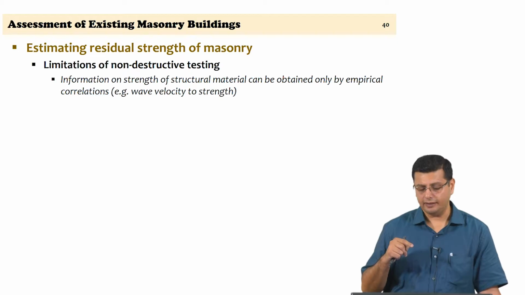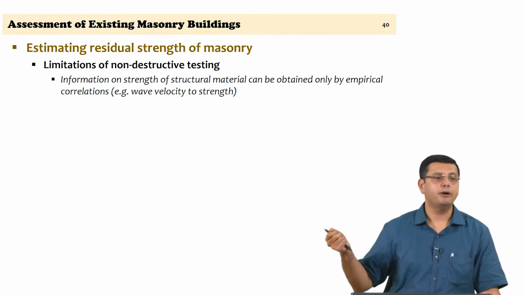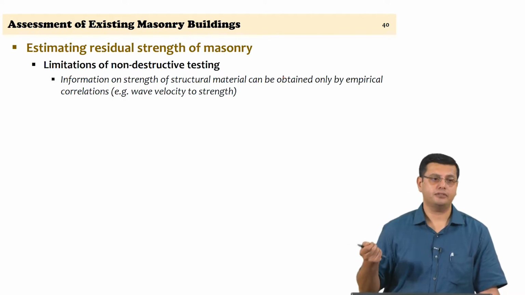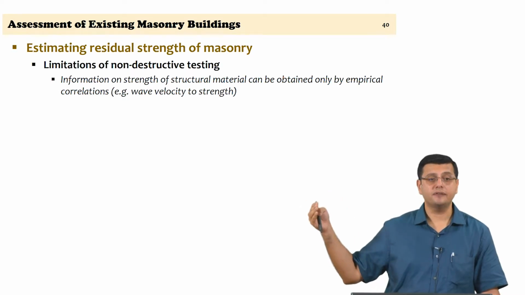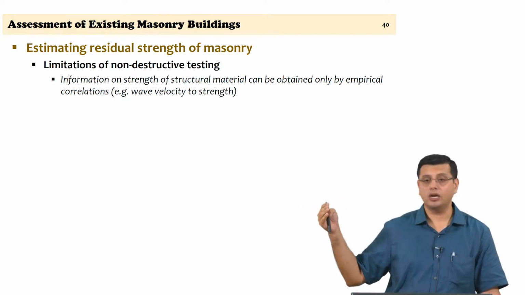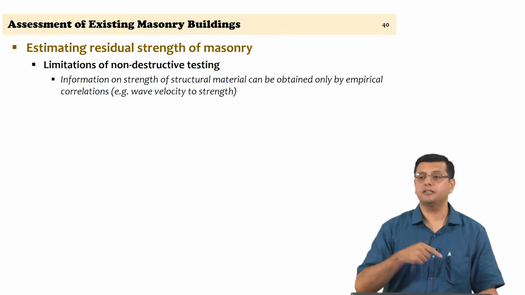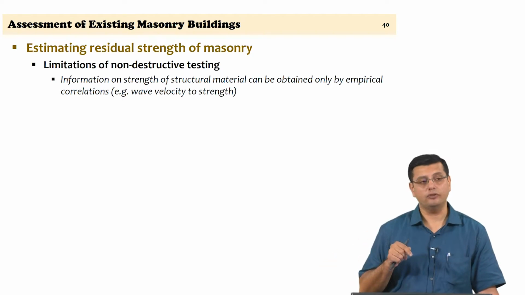Another test, which is a non-destructive test that all of you would be aware of, is the rebound hammer or the Schmidt hammer test that you use for concrete. The rebound hammer test or the Schmidt test actually gives you the surface hardness of concrete. It does not give you the compressive strength of concrete. You arrive at the compressive strength of concrete by calibration of that surface hardness with the compressive strength of concrete itself.